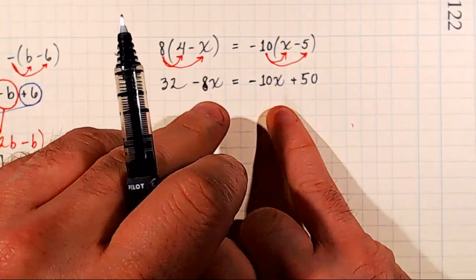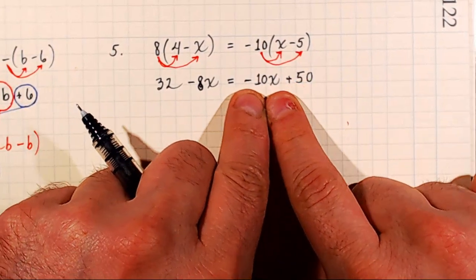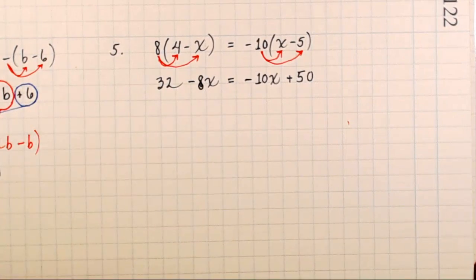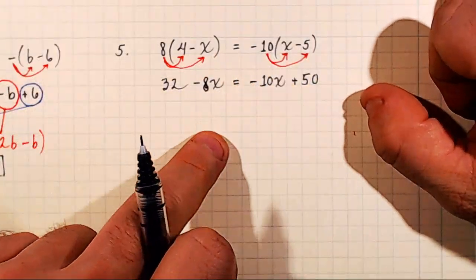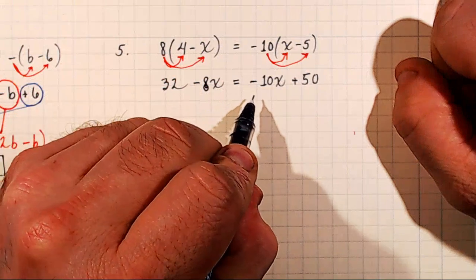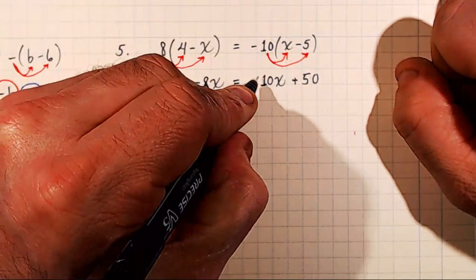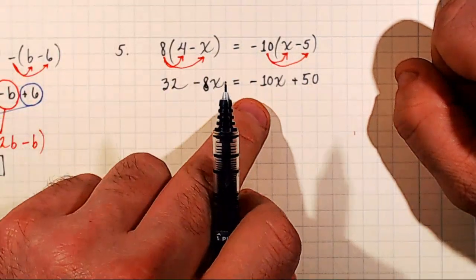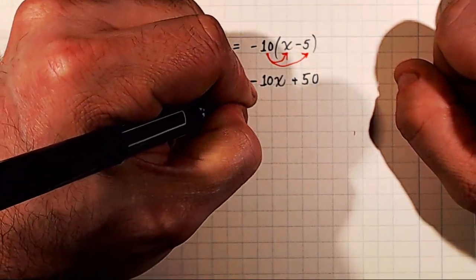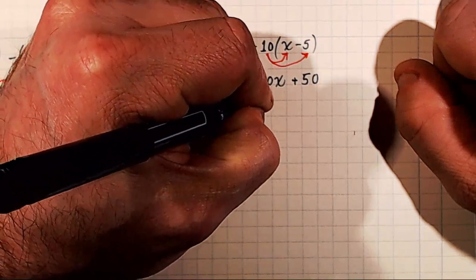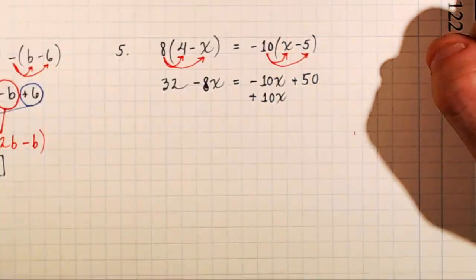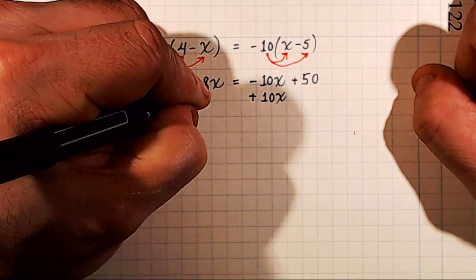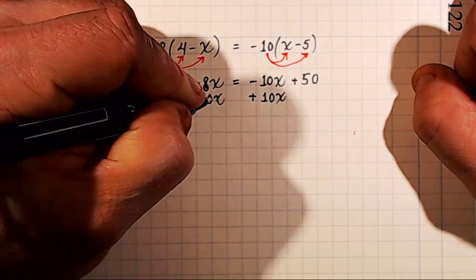So in order to do that, my focus is now on negative 10x. I want to move this over here. Now, how do I move it? Well, the way to get it over here is to add, because it's negative 10x, if I want to move it to this side of the equation, I have to do the opposite sign. So it's negative 10x, therefore I will add 10x to both sides. Make sure you're stacking it up just like this. It'll help you keep track of what you're doing.